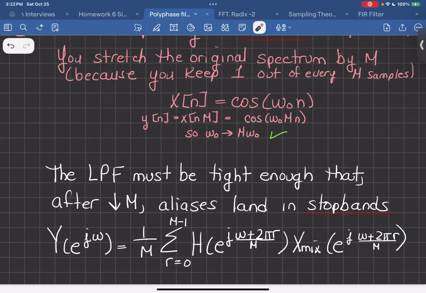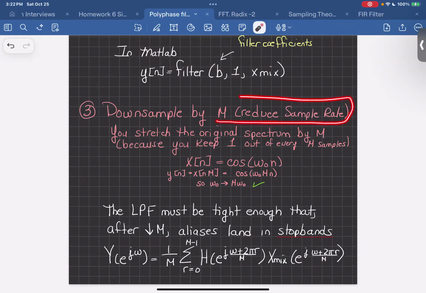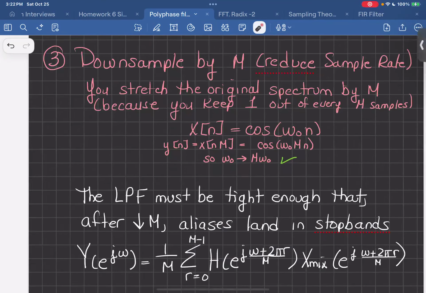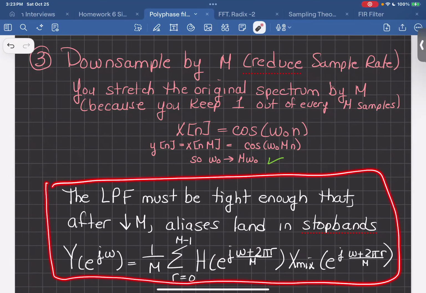Okay. So if your frequency is 2 hertz and M is 2, you're going to have 4 hertz. And so that's the effect of downsampling. When you reduce the sample rate, you increase your frequency. Okay. And then these are the equations that support the theory, okay?